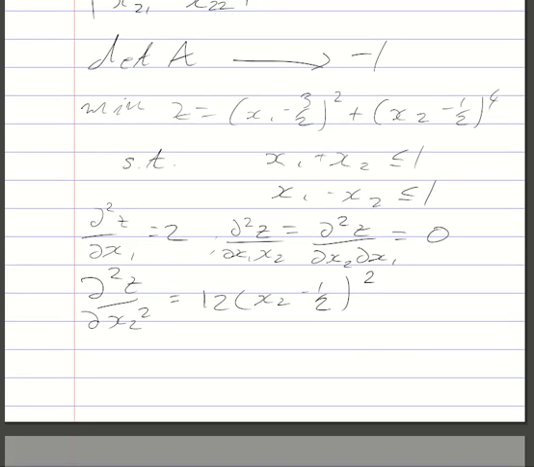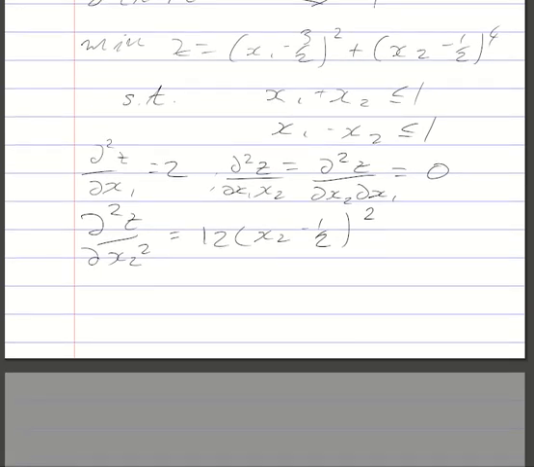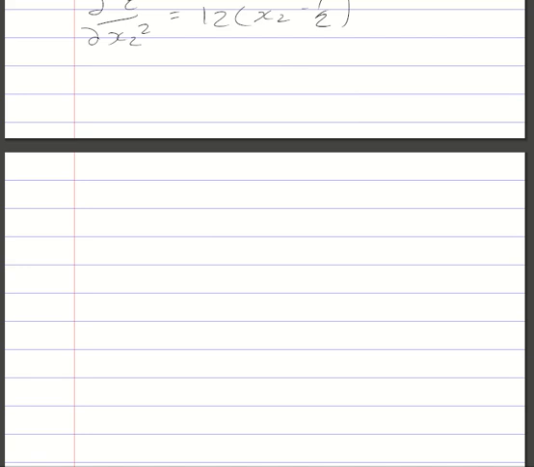And now we can form the Hessian. So first we get the matrix. Some people refer to the Hessian as the Hessian matrix. Some people refer to the Hessian as the determinant of the matrix. It doesn't matter too much which terminology you use, as long as you're clear in your steps.